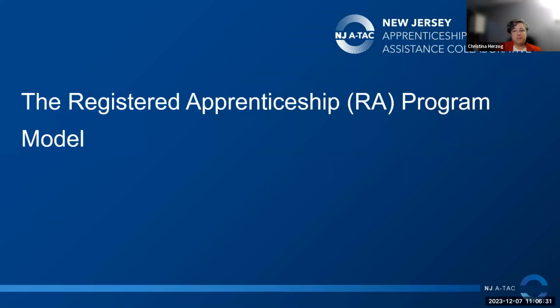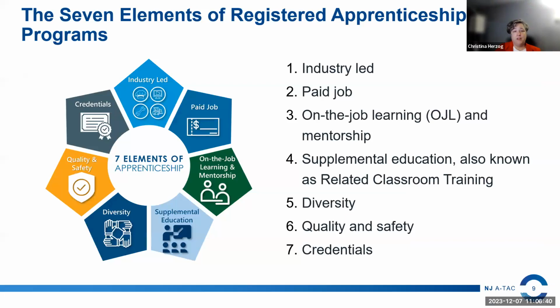All registered apprenticeship programs share common elements, regardless of whether or not they are in carpentry or healthcare or cybersecurity. The 7 elements of registered apprenticeship differentiate this training model from other types of training programs like internships or work-based learning programs. Other training programs may have one or many of these elements. However, registered apprenticeship programs must have all of these elements to be registered with the Office of Apprenticeship.